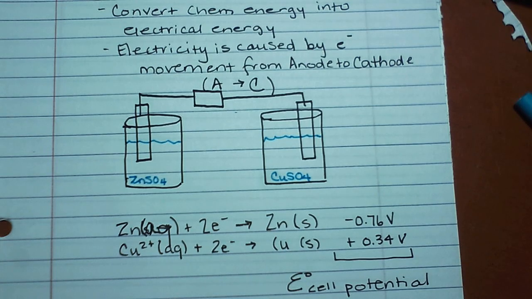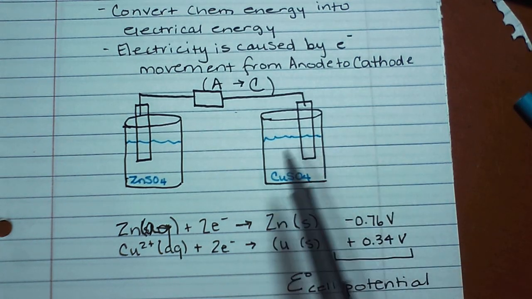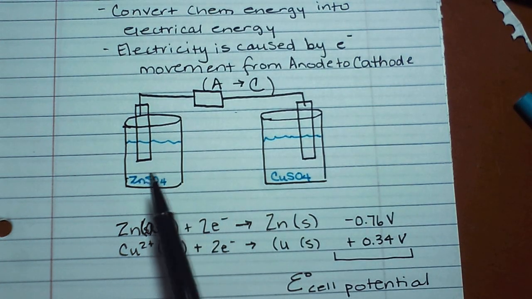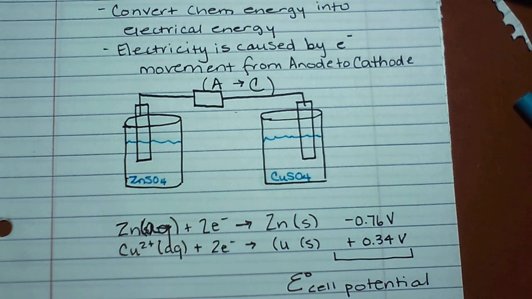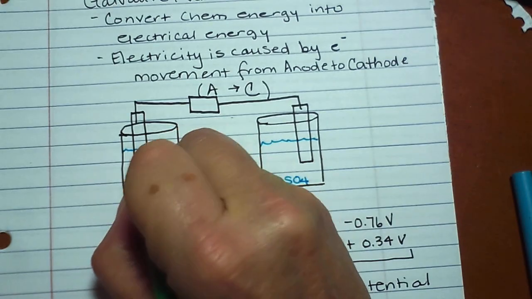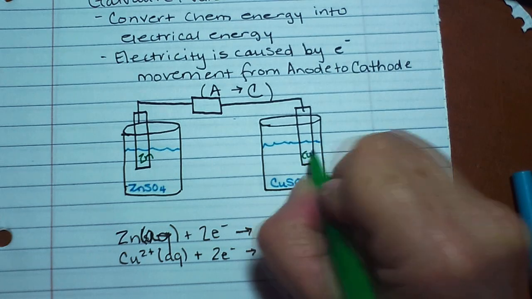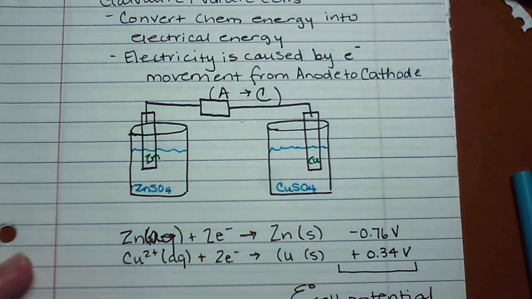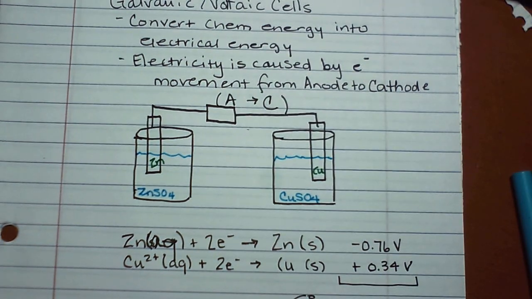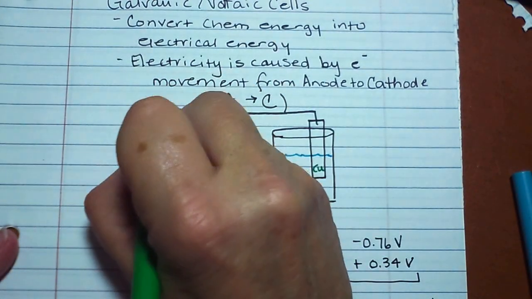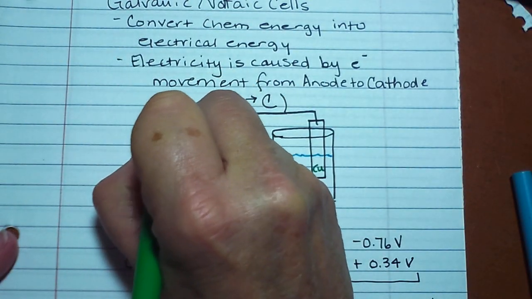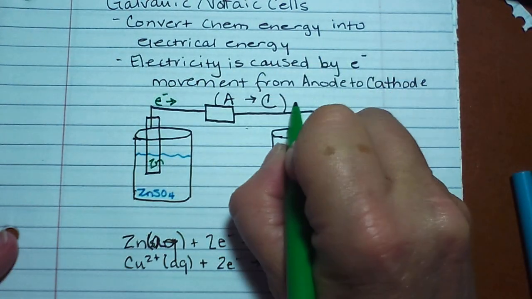All right, now, zinc is going to give up its electrons. So this is zinc here, zinc solid, and this is copper. So zinc is going to give up its electrons, and so that means that the electrons are going to be moving in this direction here.